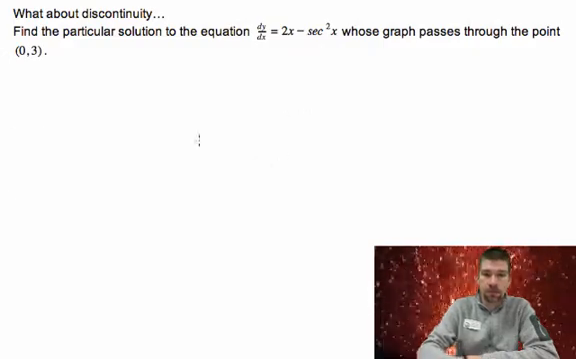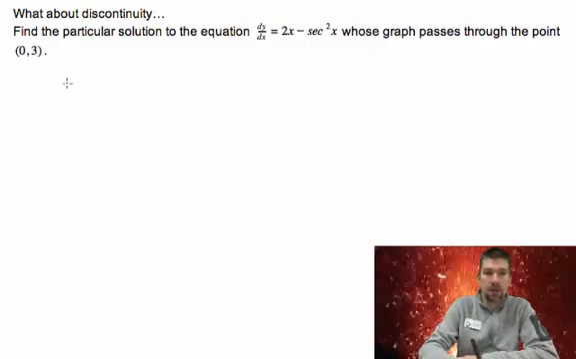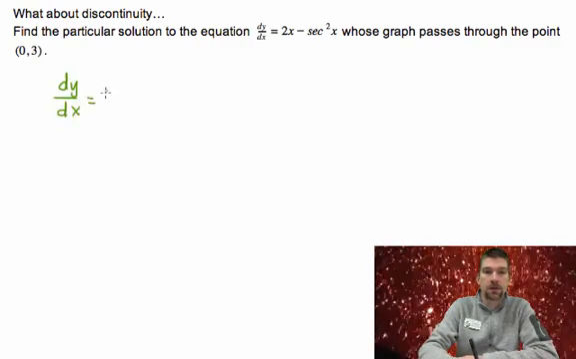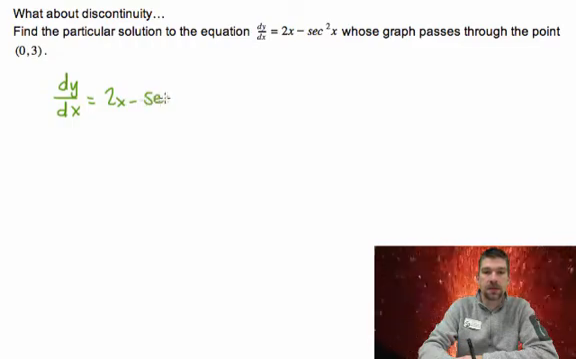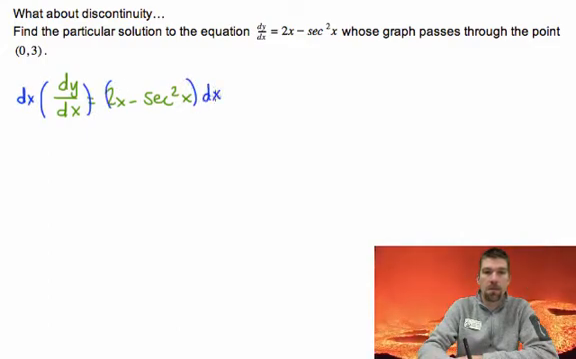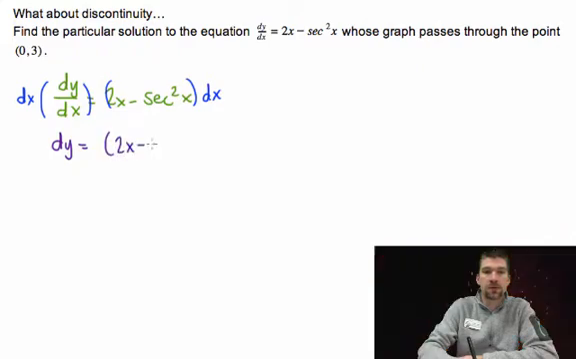So here we go. dy/dx equals 2x minus secant squared x. Multiply both sides by dx. And what you're going to end up with is dy equals 2x minus secant squared x dx. And we can integrate.